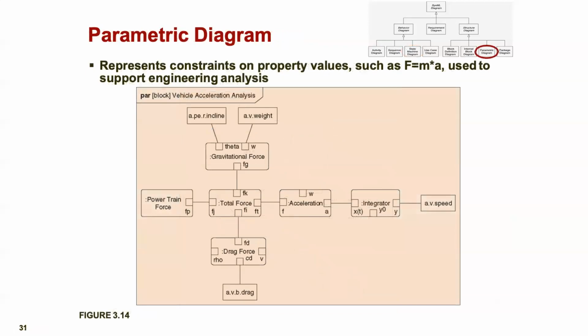So the parametric diagram represents constraints on property values such as F equals MA. If you're familiar with that equation, it was used to support engineering analysis. And so you can be defining this in a variety of different ways. And so you need to be aware of the gravitational force if you're dealing with mechanics. And so that would be something that you're going to be defining. And so you can have the power train force that you know what the total amount of capability of the engine is. You have to be aware of what the drag force of the road is that you're operating on.